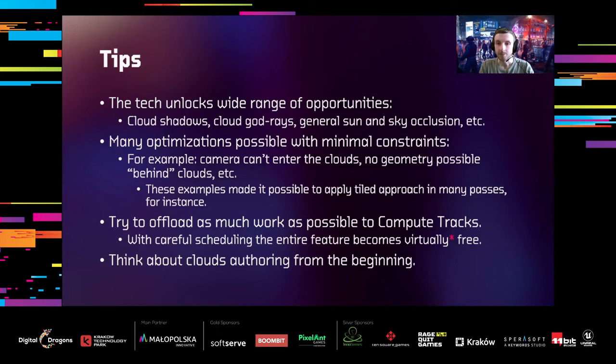Again, before moving to the next topic, I'd like to mention a few tips and tricks we learned over the course of volumetric cloud system implementation and simulation. The system helped us to achieve all the goals we set originally, but it also made it possible to implement a few other visual improvements, such as cloud shadows, god rays, general sun and sky occlusion, and others. And many optimizations were needed to make the system applicable in real-time rendering. So we suggest you experiment with the optimization techniques covered in the previous slide. They worked great for us, and probably they will work for you as well. We also suggest to push hard for compute track usage. The volumetric cloud system is a good fit for an asynchronous computation scheme, and it helped us to save a lot of frame time.